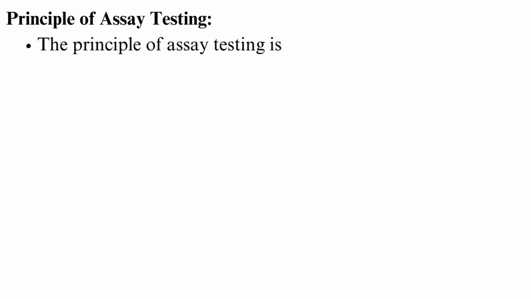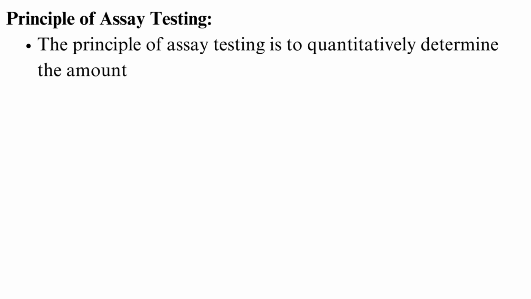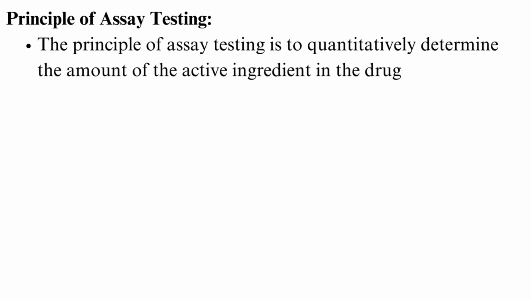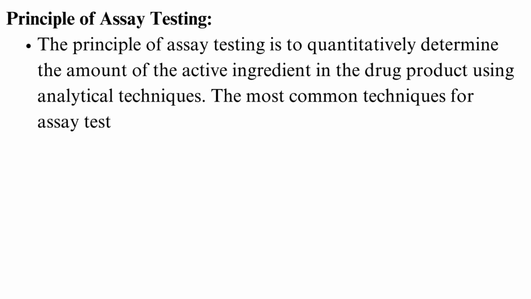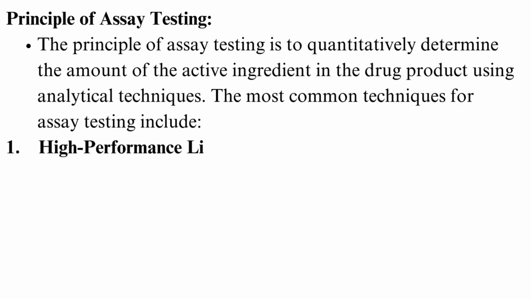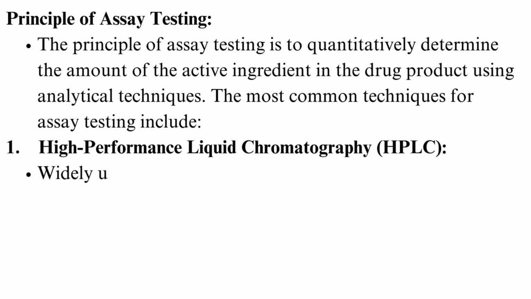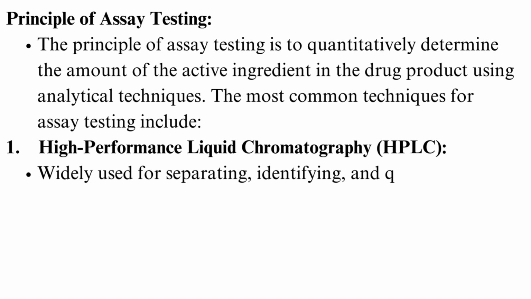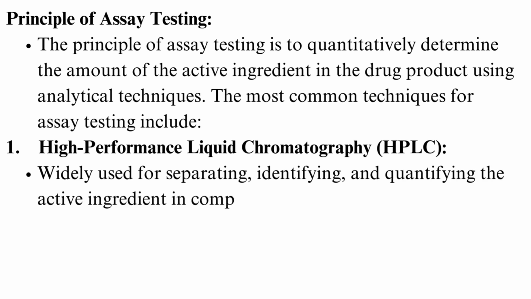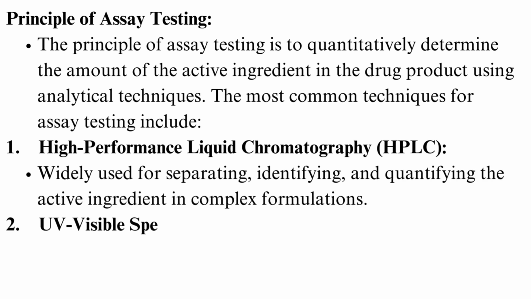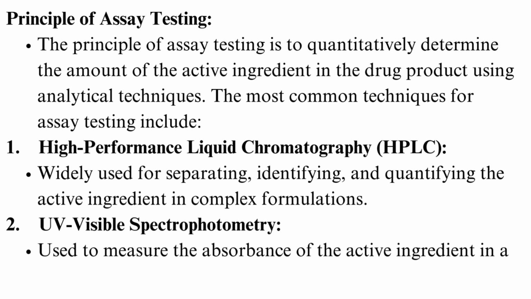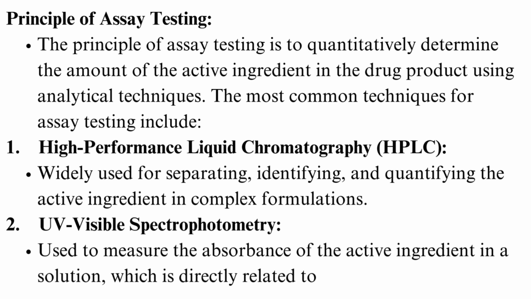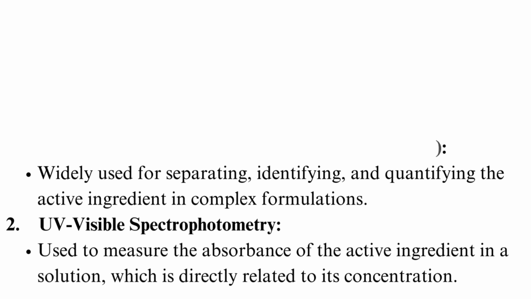Principle of assay testing. The principle of assay testing is to quantitatively determine the amount of the active ingredient in the drug product using analytical techniques. The most common techniques for assay testing include high-performance liquid chromatography, widely used for separating, identifying, and quantifying the active ingredient in complex formulations. UV-visible spectrophotometry, used to measure the absorbance of the active ingredient in a solution, which is directly related to its concentration.